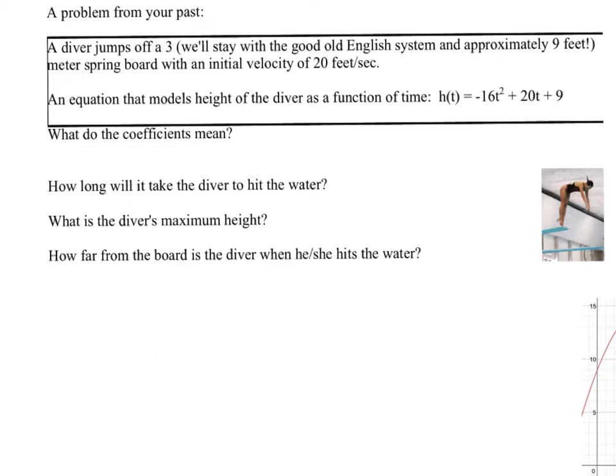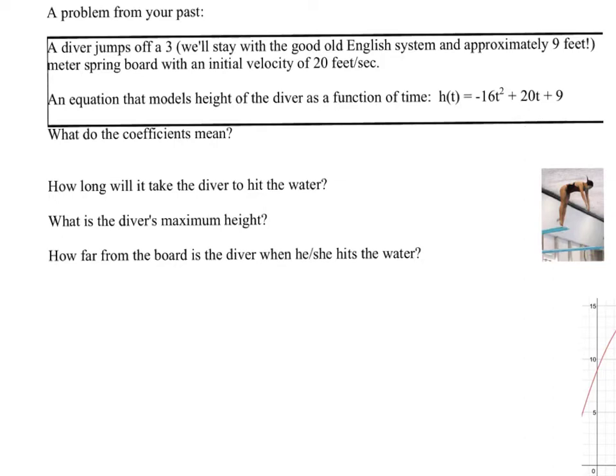plus 9. Just some physics reminders about the coefficients. Of course, the 9 represents the initial height. This represents initial velocity. This represents the coefficient for gravity in the English system. Now, if you think about h prime, of course, it is negative 32t plus 20. Well, h prime is velocity. At time 0, all that would be left is 20. That's why that's the initial velocity.